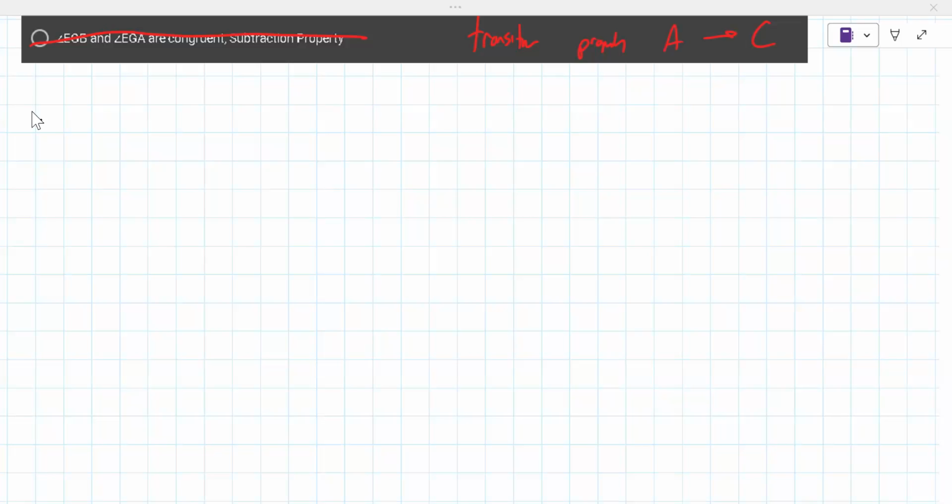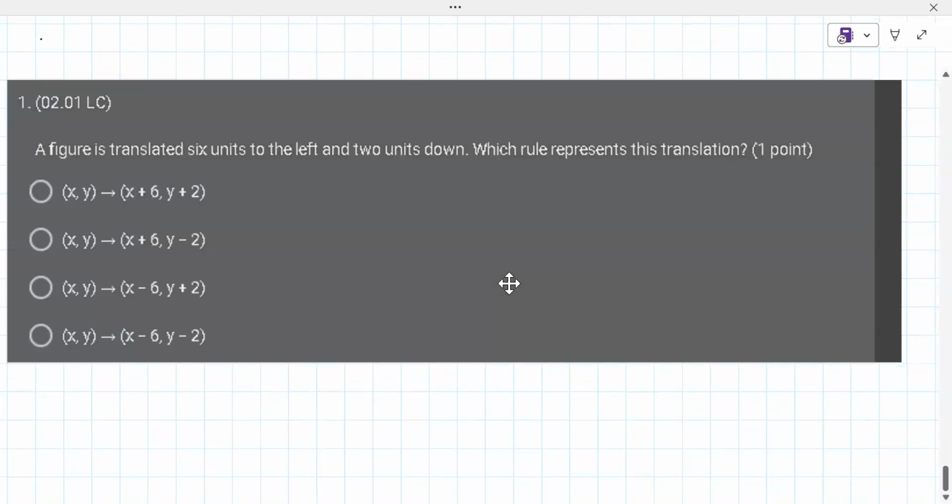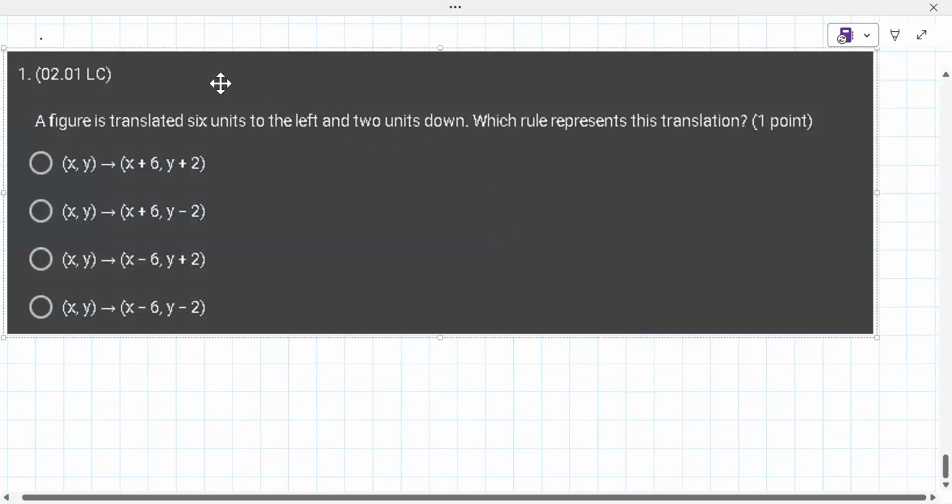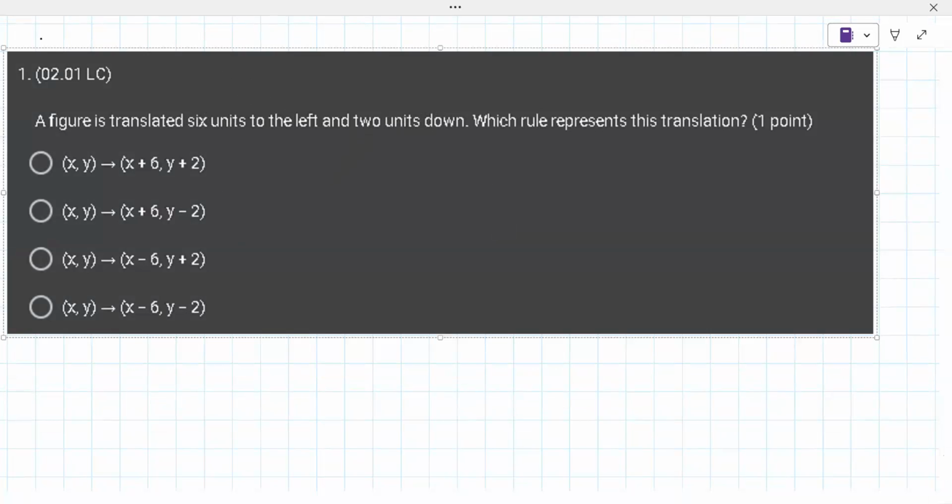All right, I sent you over some of the questions. Okay, here we go. A figure is translated 6 units to the left and 2 units down. I've done this before. Why don't you see if one of these stands out to you? The bottom one, because to the left is negative and going down is negative. That's correct. All right, let's look at the next one here.